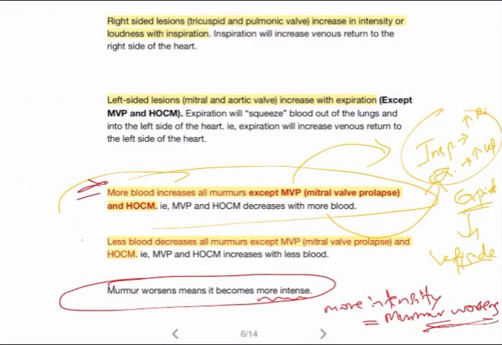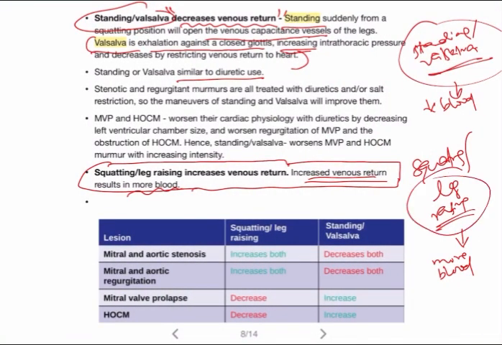Now, if you go back, here we have our capsule. More blood increases all murmurs, and less blood decreases all murmurs except MVP and HOCM. So, what causes more blood? Standing and Valsalva cause less blood. What causes more blood is sitting or squatting and leg raising, which increase venous return. Stenotic and regurgitant murmurs are always treated with diuretics and salt restriction, because the less blood we make, the more they improve. But in the case of MVP and HOCM, this worsens their cardiac physiology.